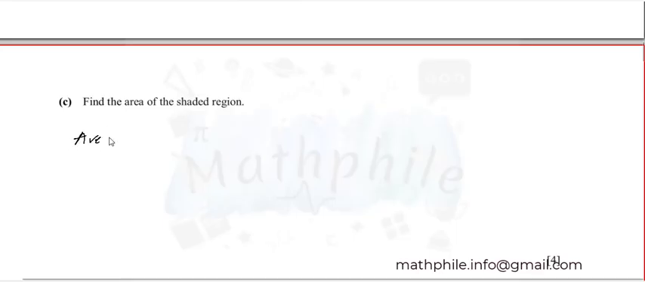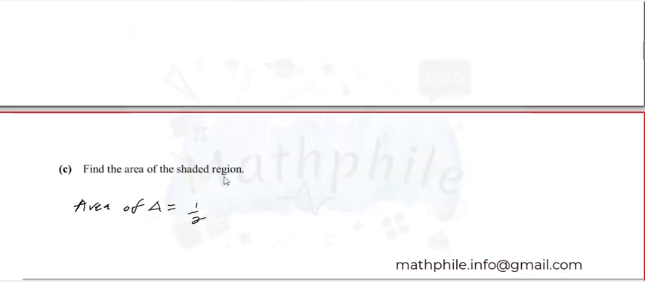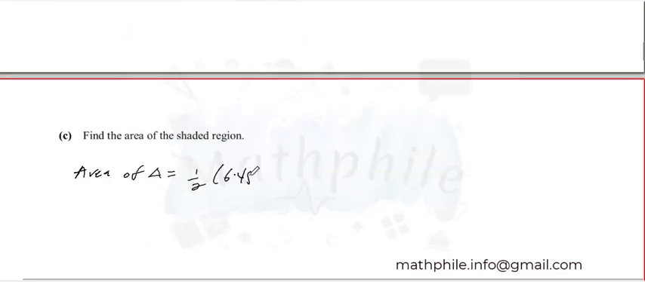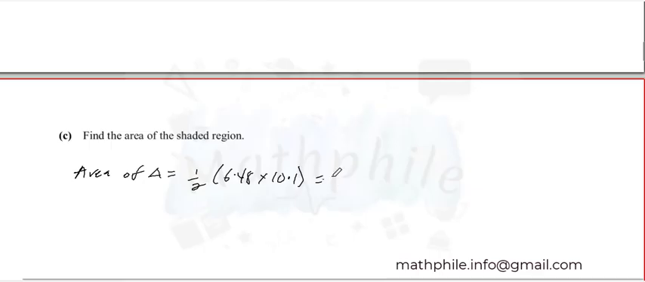So the area of triangle is going to be equal to half the base, which is AC. We got AC to be equal to 6.48. So 6.48 times the height, which is 10.1. Let's get this sorted. So 0.5 times 6.48 times 10.1, my bad, that would be 32.724.